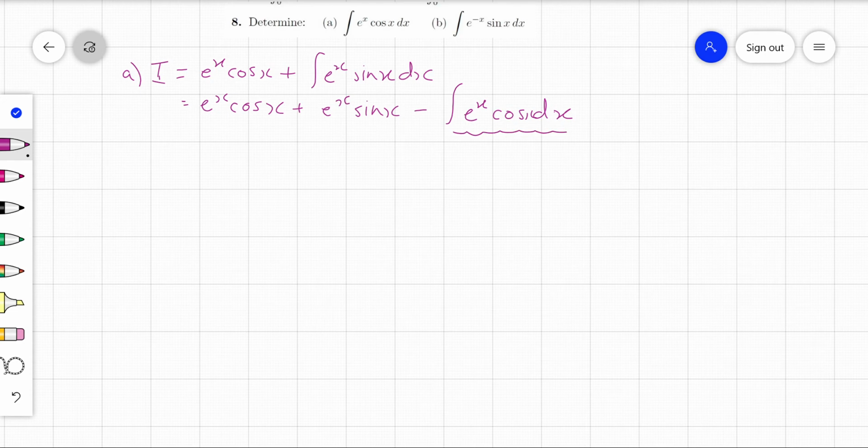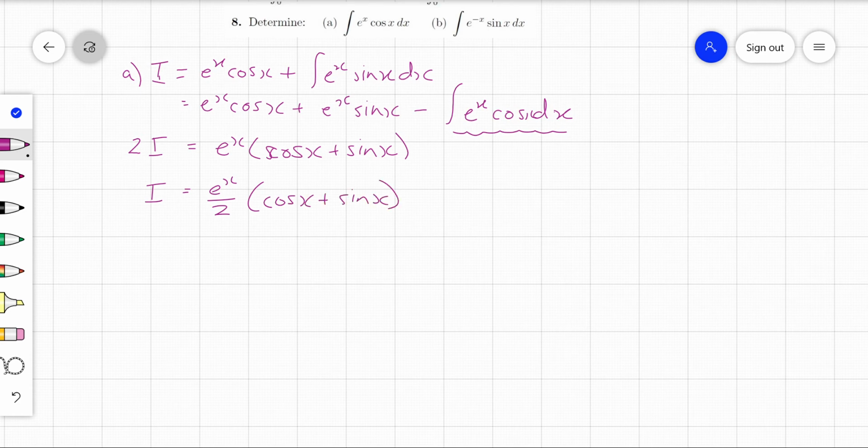So if I add it to the left-hand side, I've got two lots of the integral, being this e to the x, and I might just factorize by e to the x. So therefore, one lot of the integral will be e to the x on 2 of cos x plus sine x, and it's an indefinite integral, so I really should have a plus c.